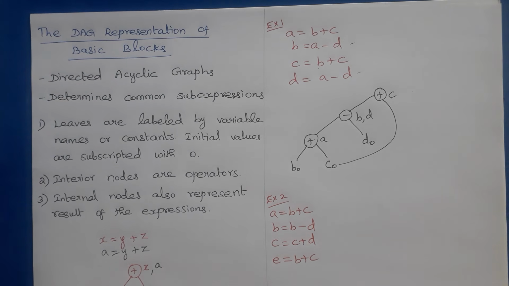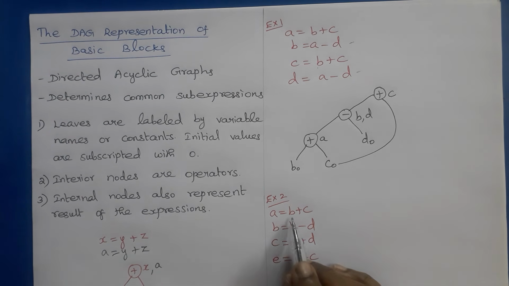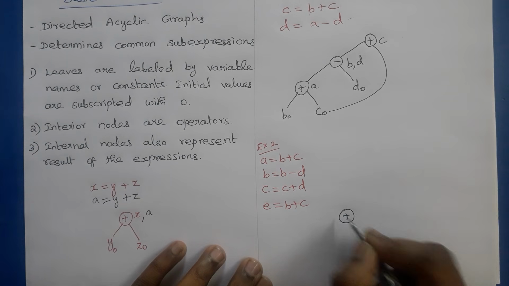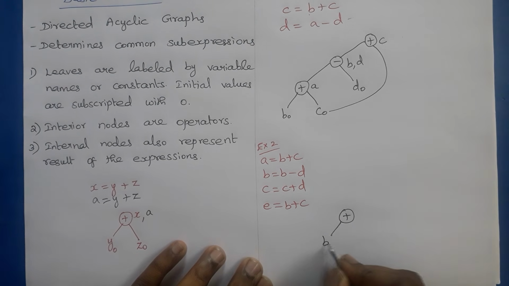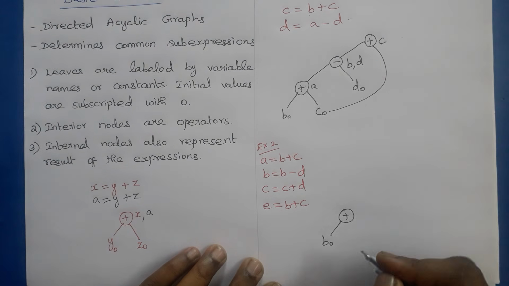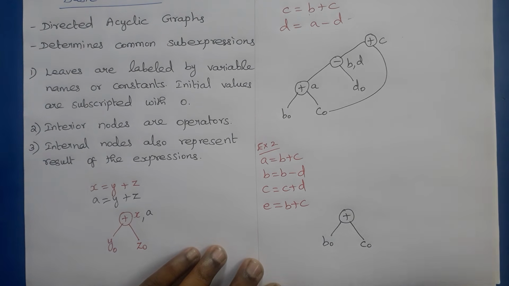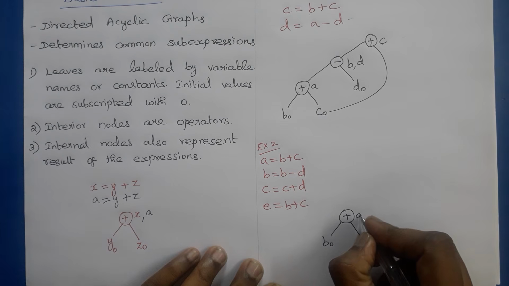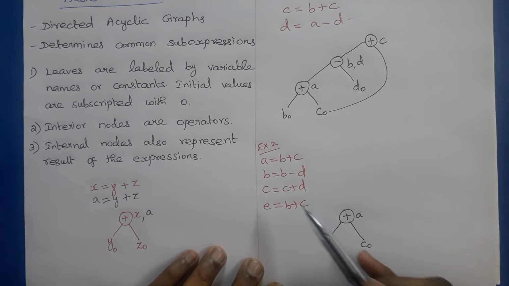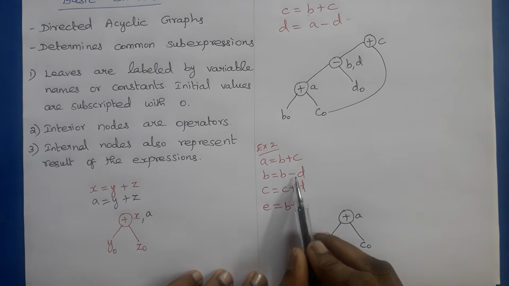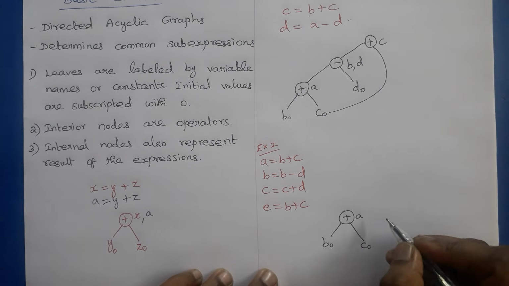So we can construct the DAG for the first expression, B plus C. The operator is plus, its left child is B, so it's a leaf and an initial value, so B naught, and its right child is C, so C naught, and the result is A. Now B minus D should be constructed.